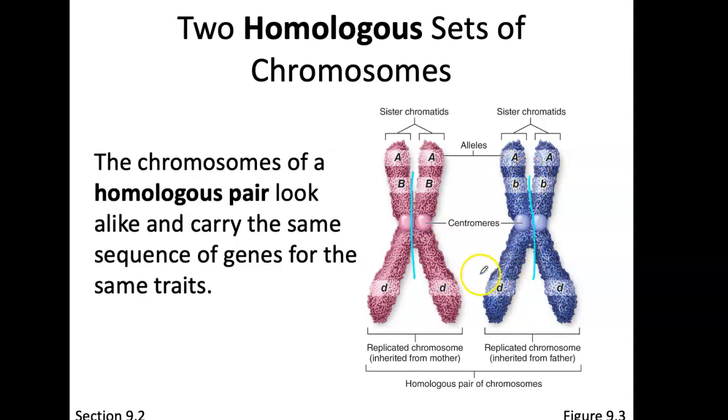So right now, we just have a replicated chromosome inherited from mom, and a replicated chromosome inherited from dad. And these are a homologous pair, meaning that they carry the same sequence of genes for the traits. So for example, A could be earlobes, and dad also carries it on that same location. And this could be whether you love cilantro or not, and mom is dominant. Big B, she likes cilantro, and little b thinks it tastes like soap. So they match the location on that particular number chromosome.